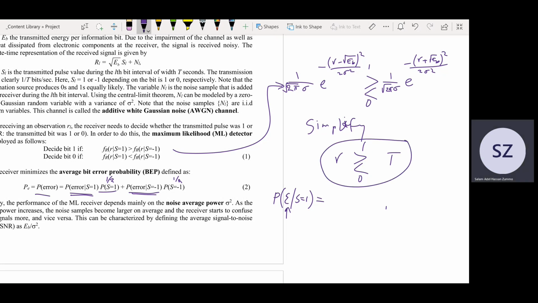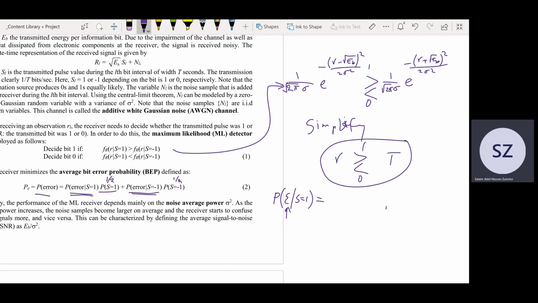When do I make an error given 1 was sent? Yes. Given 1 was sent, the correct decision is r larger than t. So an error given 1 was sent happens when r is less than t. So I will make an error, I will commit an error, when r is less than t.